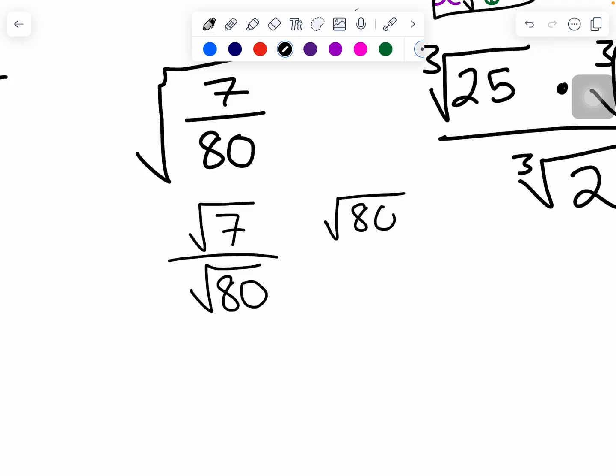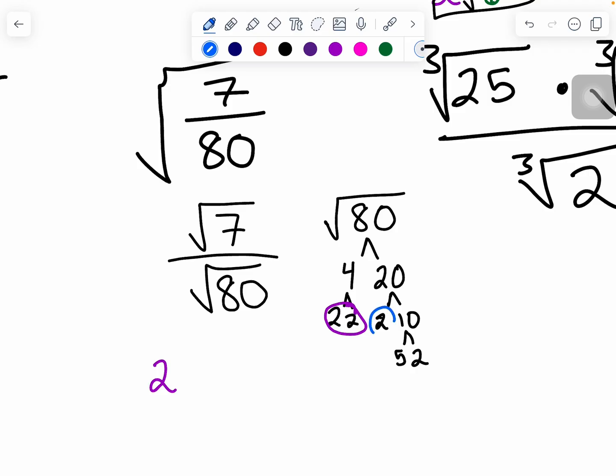So let's see if we can break up the 80 to make it a little nicer. So 80 I can break into 4 and 20. 4 breaks into 2 and 2. 20 breaks into 2 and 10. And 10 breaks into 5 and 2. Okay, now I have a square root here, so I'm looking for pairs. I have a pair of 2's here, so I'm going to pull that 2 out. I have another pair of 2's, these guys, so I'm going to have that 2 out there. Whenever I pull more than one number out, I multiply those two things together, and then I have the leftover 5, so I have the square root of 5.